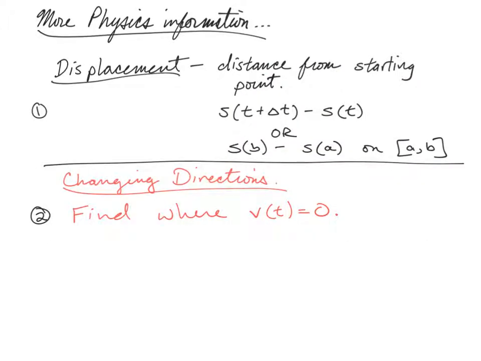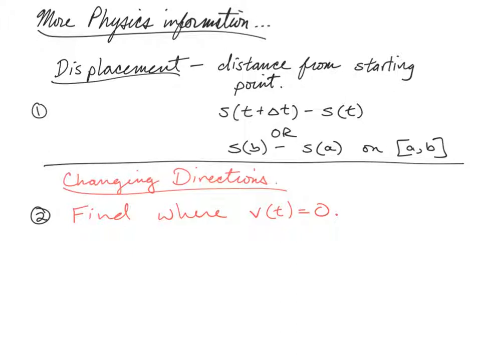On this slide, here is some more physics information. This word I have not used yet. This is the word displacement. This just means the distance from the starting point, and this can be represented one of two ways. Either s of t plus delta t minus s of t, and this starts feeling like a derivative, what you've seen in the numerator for the limit definition of derivatives, or s of b minus s of a on the interval ab. So this is the numerator of the average velocity.